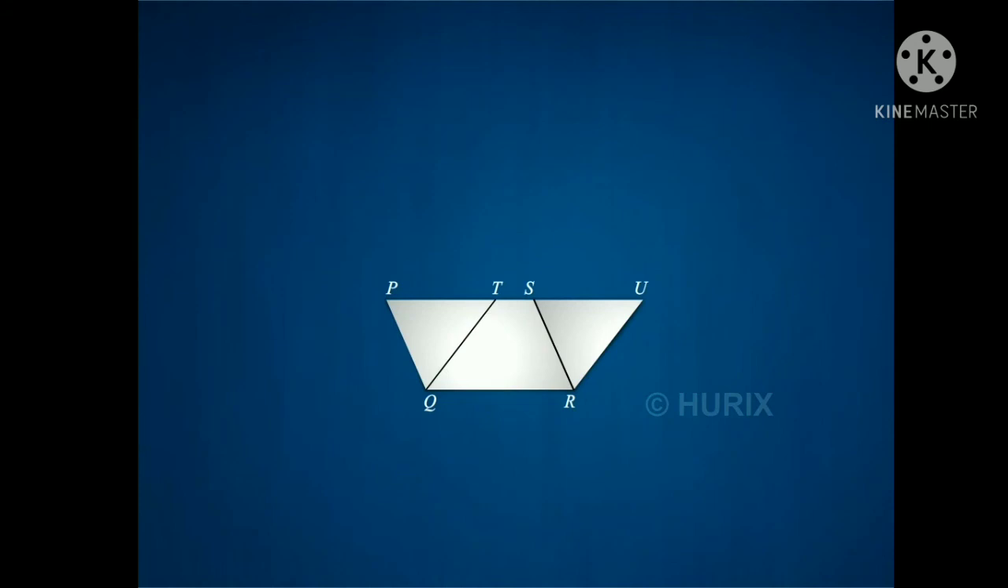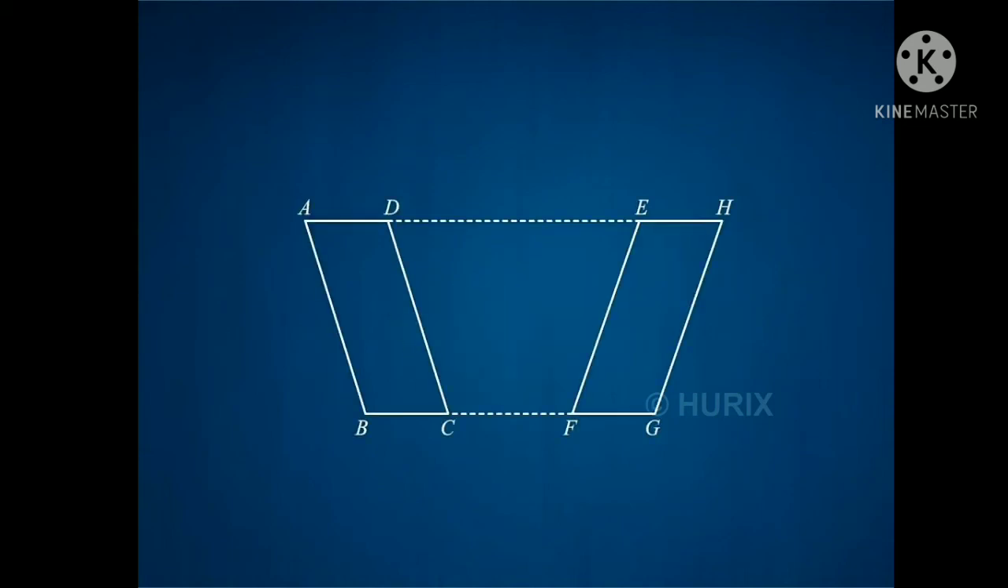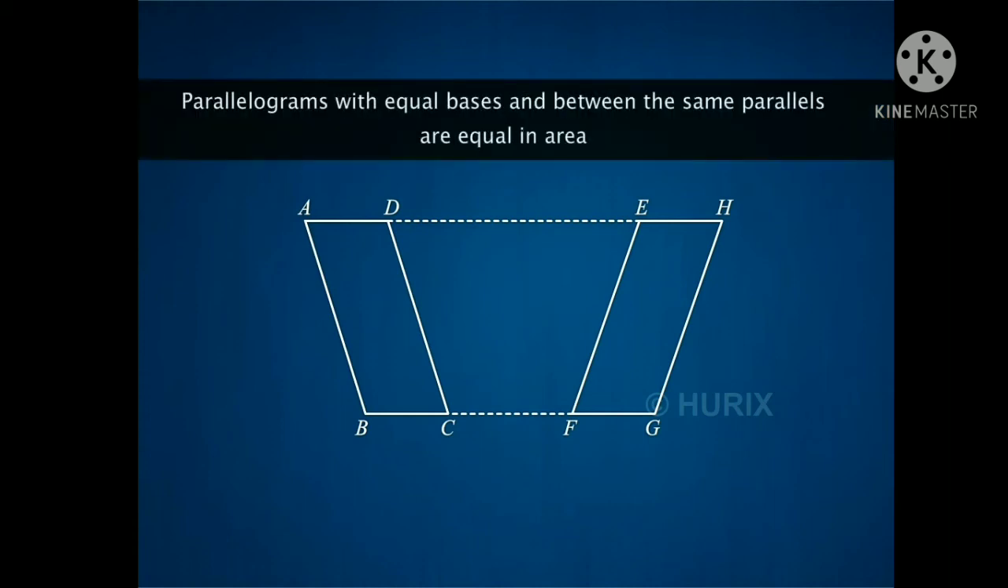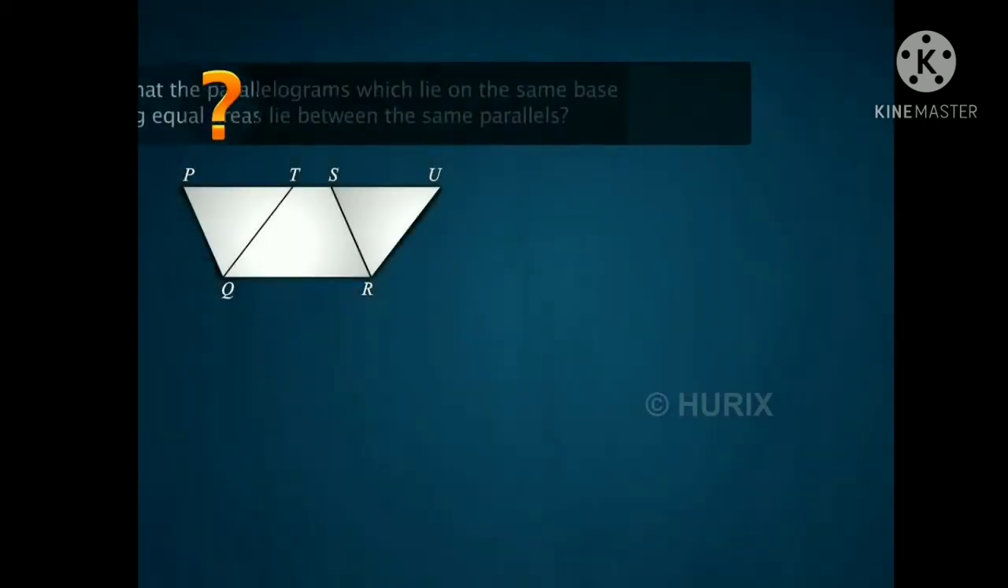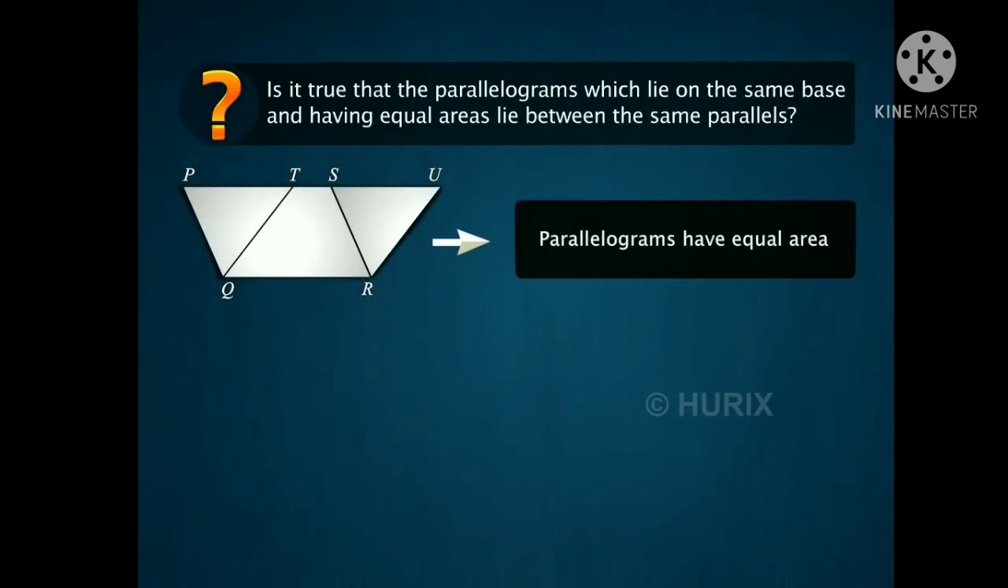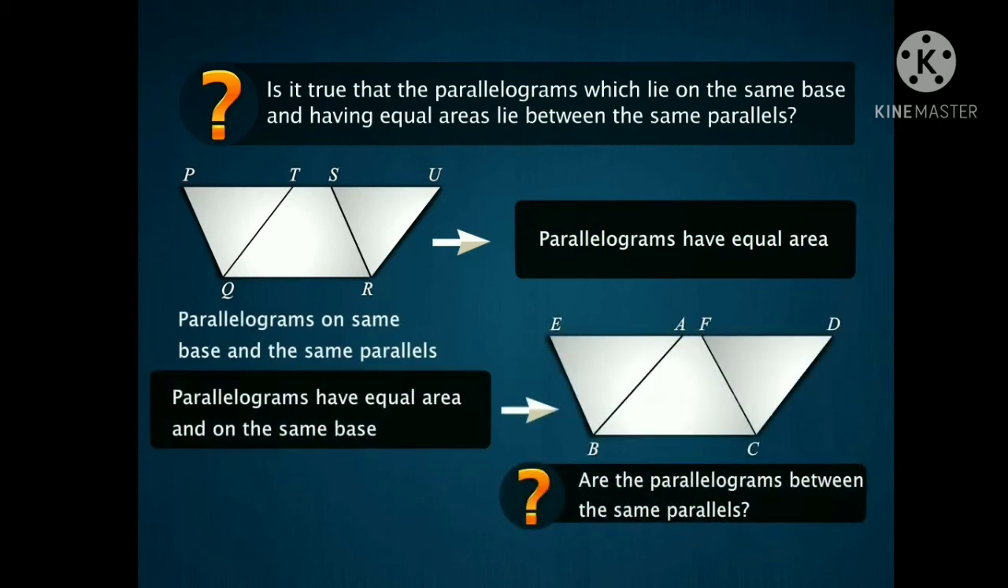We have seen that when parallelograms lie on the same base and are between the same parallels, they have equal areas. This result can be extended to parallelograms with equal bases as well. That is, the parallelograms with equal bases and between the same parallels are equal in area. But if the parallelograms have equal areas and lie on the same base, then can we conclude that the parallelograms are between the same parallels? Let's find out.